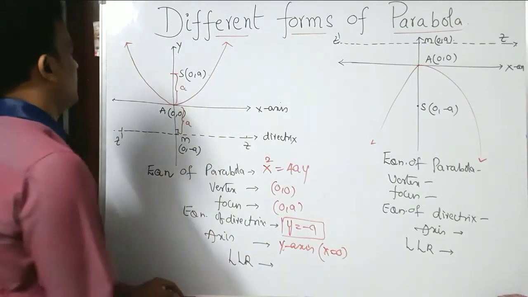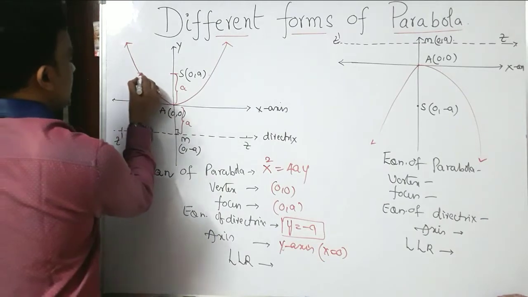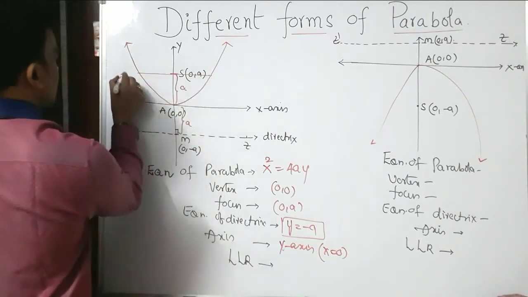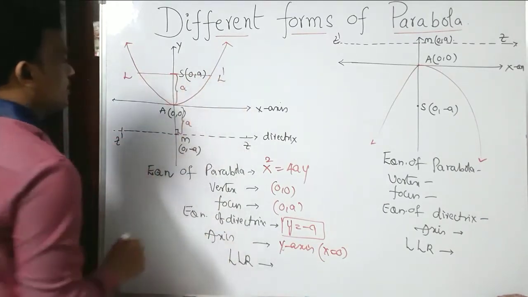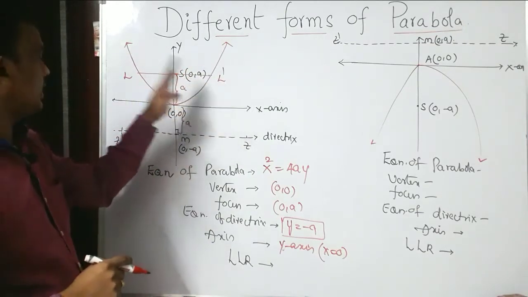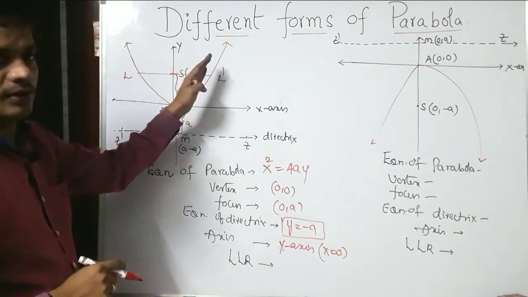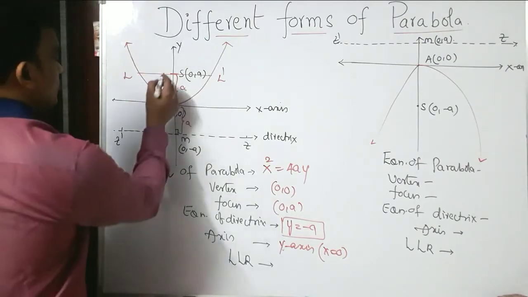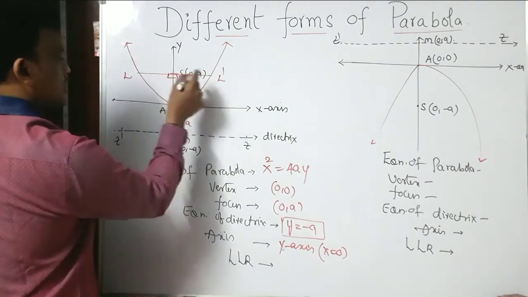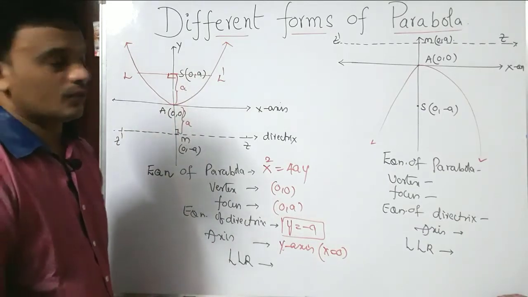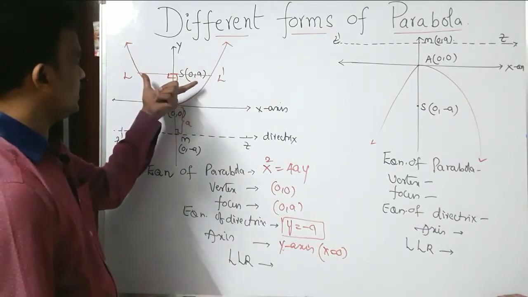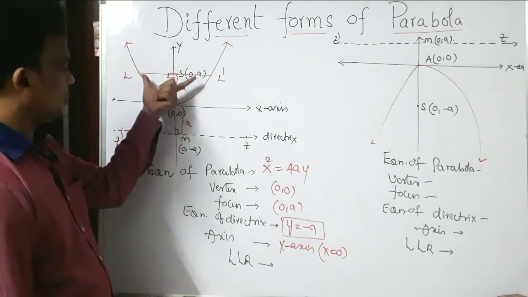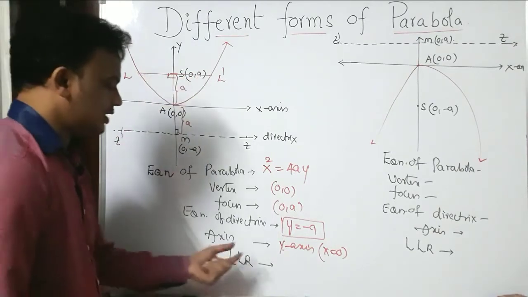And of course, what is the length of the latus rectum? This will be the latus rectum. What is the definition of latus rectum? A double ordinate is a line joining any two points on the parabola which is perpendicular to the axis, and if it passes through the focus, it is called the latus rectum. What is the length of the latus rectum? In this case also, we get the length 4a.